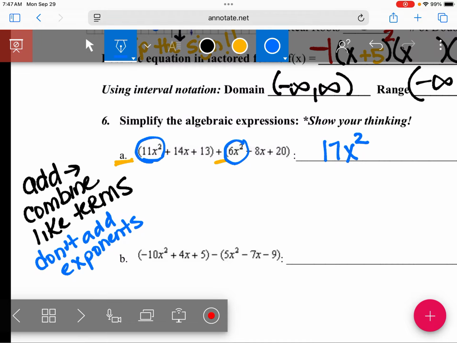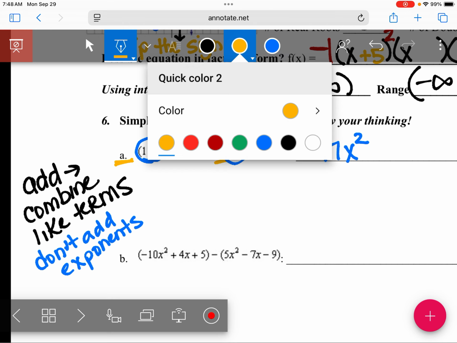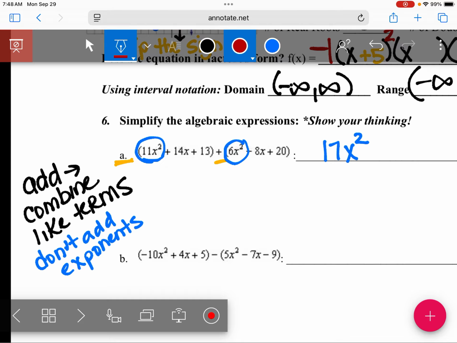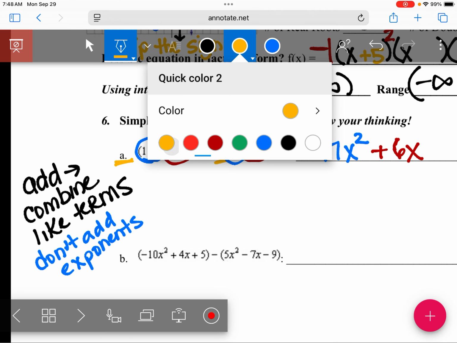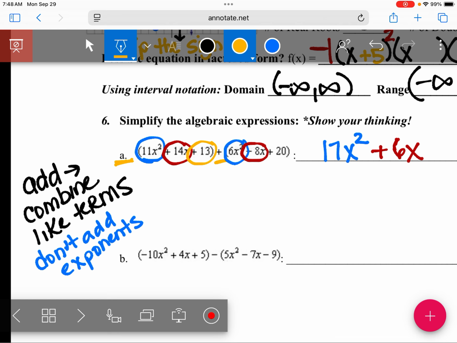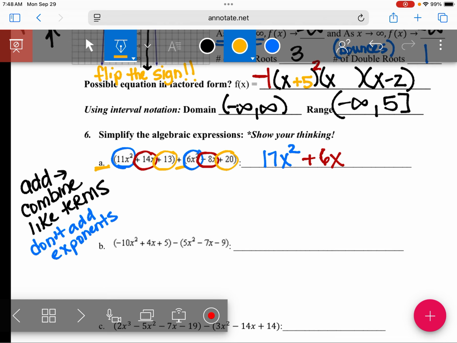And then next I'm going to add the viewpoint of my iPad is really enlarged, so it's kind of weird over here, but +14x and -8x. All right, so 14x minus 8x. 14 minus 8, 6x. And then lastly, 13 plus 20, that would be 33, sorry. That would be your answer.